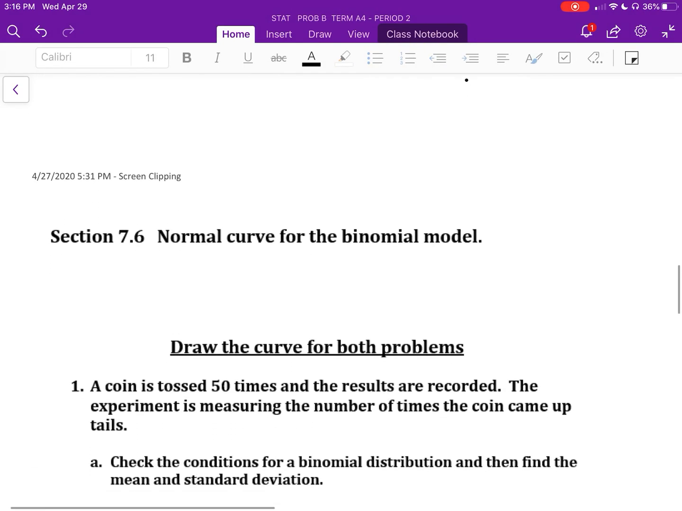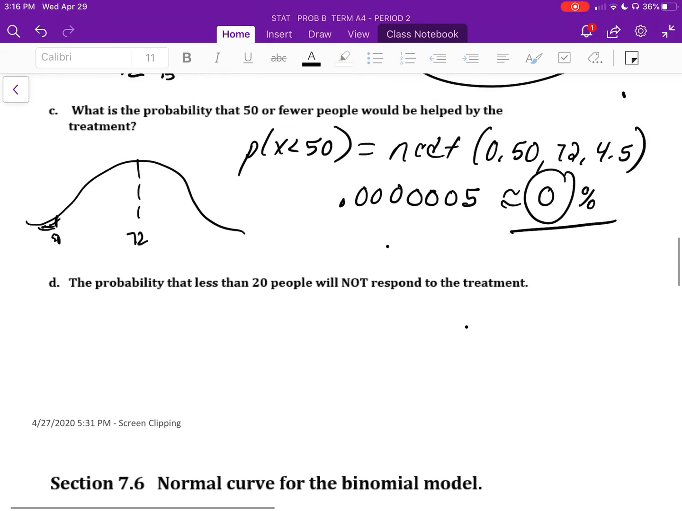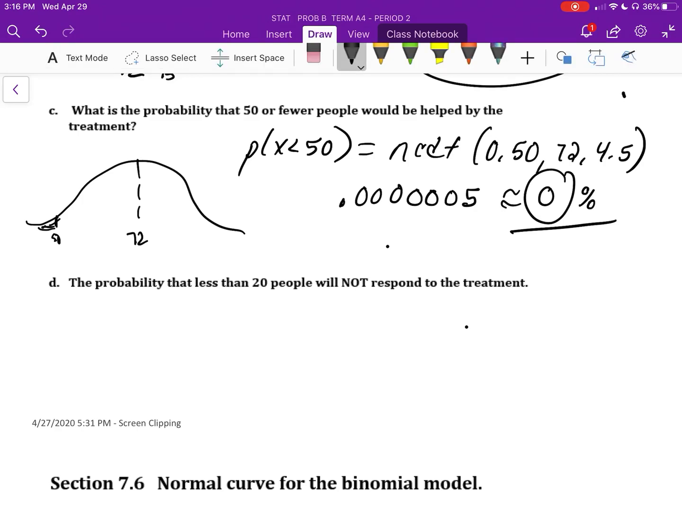So let's see how many more examples. We're going to do one more example in this section, and then I'll do the next video. The probability that less than 20 people will not respond to the treatment is a little tricky here. What I'm asking you is, what's the probability that q will happen? So we're going to look at the same model, but for this model, the mean number of people that don't respond is actually 28, and the standard deviation stays the same.